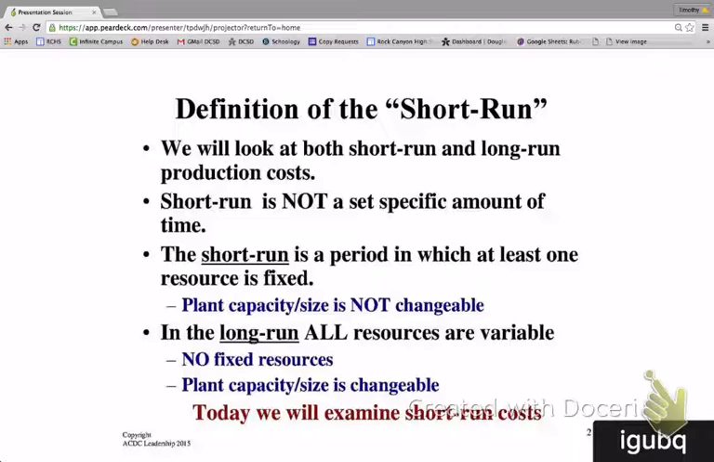In the long run, which we'll focus on in the next module, all resources are variable. There are no fixed resources, and the plant capacity and size is changeable. You can expand the size of your plant, you can build a new plant, but it takes time to be able to do that. So today, in this module, we're only examining short-run costs.